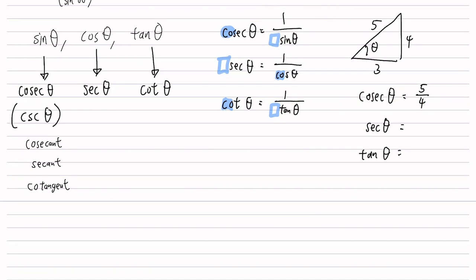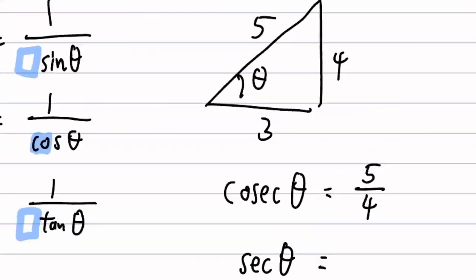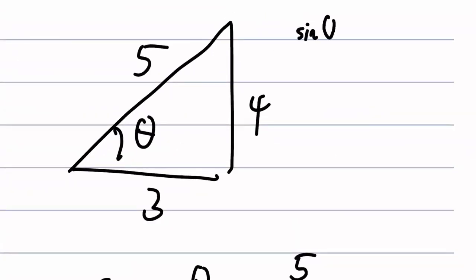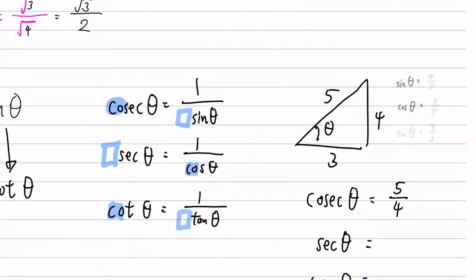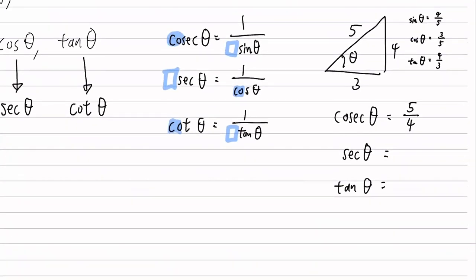Then how about secant? Maybe I should write down sine, cosine, and tangent first in case you're confused, so that it's easier. Sine is this guy, cosine is that guy, tangent is that guy. Opposite over hypotenuse, adjacent over hypotenuse, opposite over adjacent. Now, how about secant? Secant is 1 over cosine, so it's 1 over 3 over 5, which is just 5 over 3.